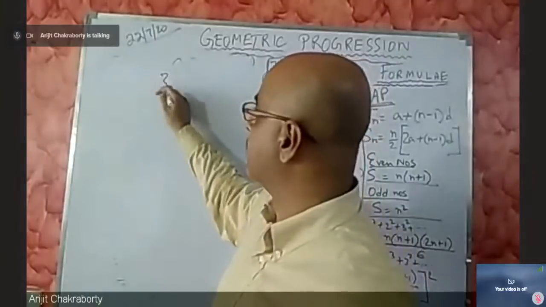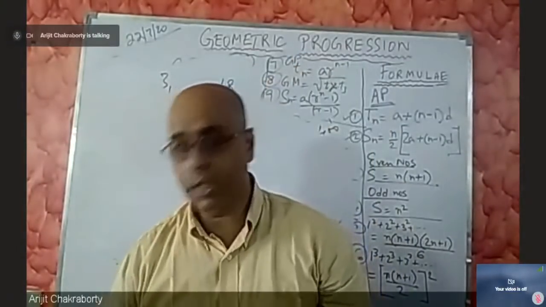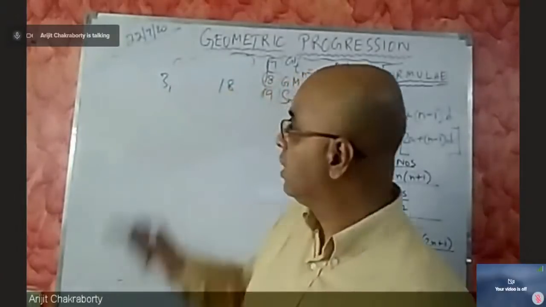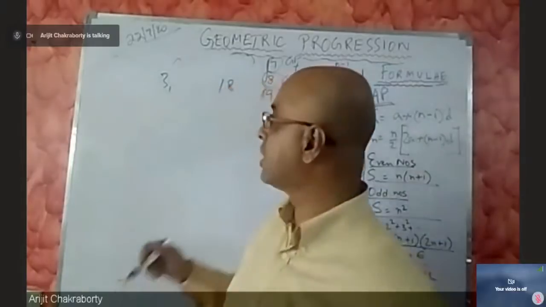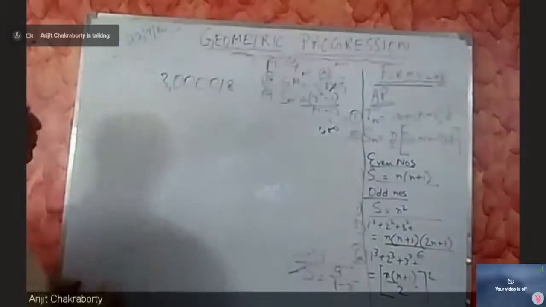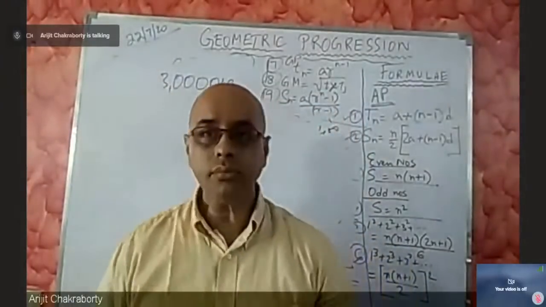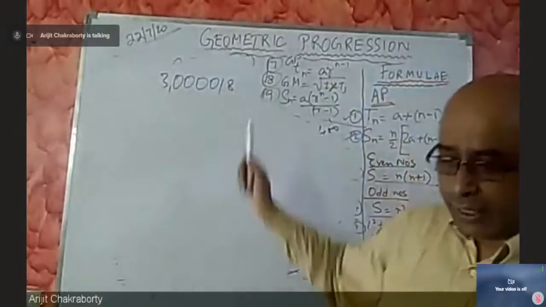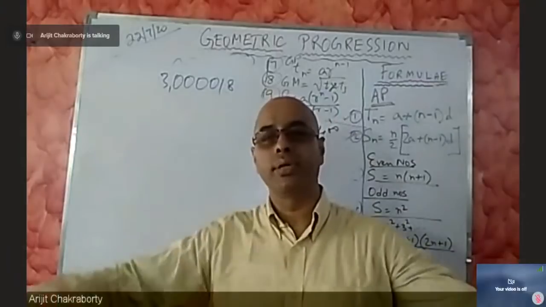3 and 18 is given. You have to insert 4 arithmetic means between 3 and 18. So 1, 2, 3 and 4. Fine. Let's work on this. 3 and 18 given and you have to insert 4 arithmetic means in between 3 and 18.